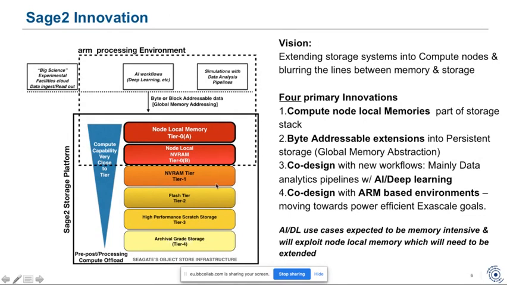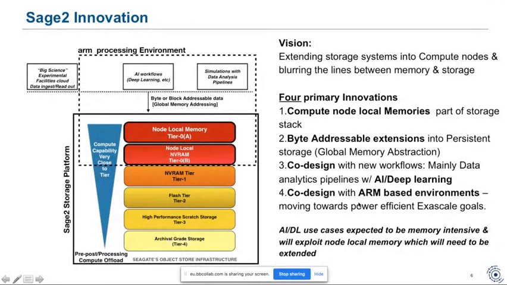So we looked at aspects of mapping these objects to the higher tiers as and when needed, so that essentially you have a byte-addressable view of data. That's the second thing we wanted to explore. And the other thing is, as I mentioned, co-design with AI and deep learning applications. It might not just be a single application, but big data analytics pipelines or workflows which have AI and deep learning components as one of the outcomes required out of the data products that come out of one of the elements of the workflow.